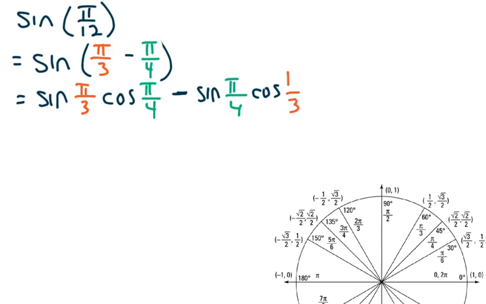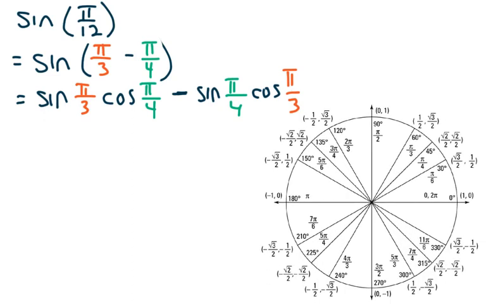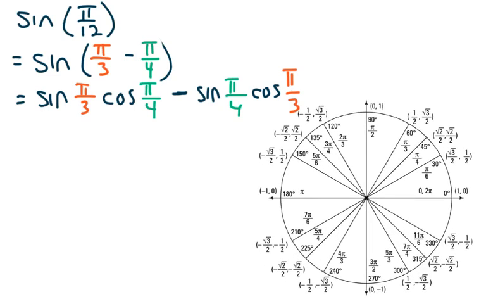Alright, so now we want to go to the unit circle, which is why I had it here. Where is my y value at pi over 3? Well, here's pi over 3, and my y value is right here. It's root 3 over 2. So that means that sine of pi over 3 becomes root 3 over 2. Now let's find cosine of pi over 4. That's right here. Cosine is the x value, so that's root 2 over 2.